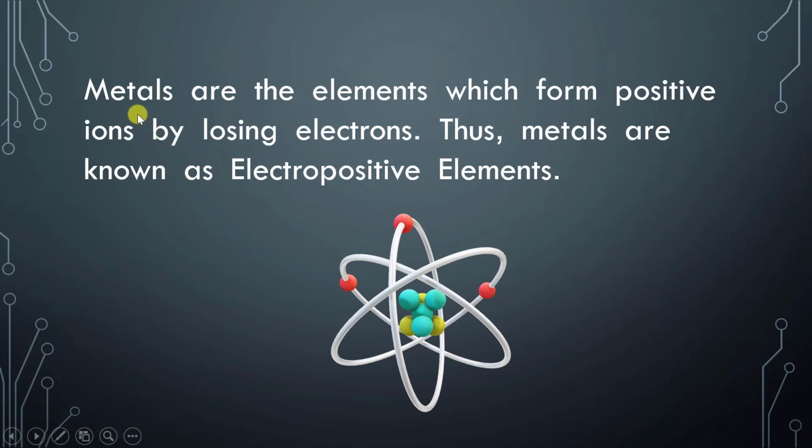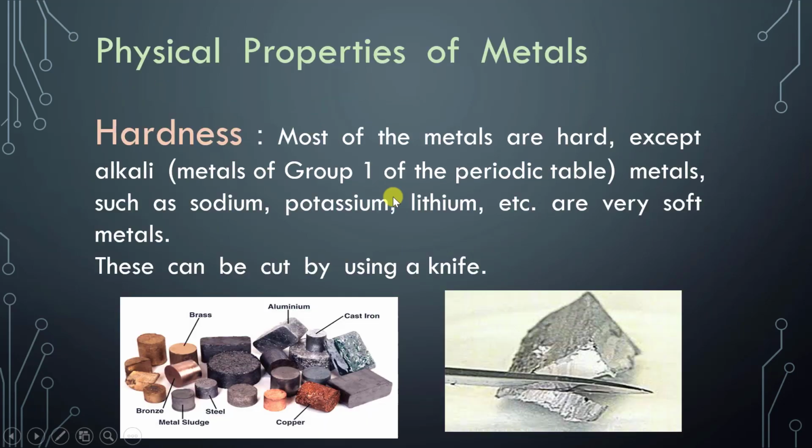Another quality: metals are the elements which form positive ions by losing electrons. Thus metals are known as electropositive elements. We can also identify metals by this quality, that metals usually lose electrons from the outer orbit of an atom. That's why they are called electropositive elements.